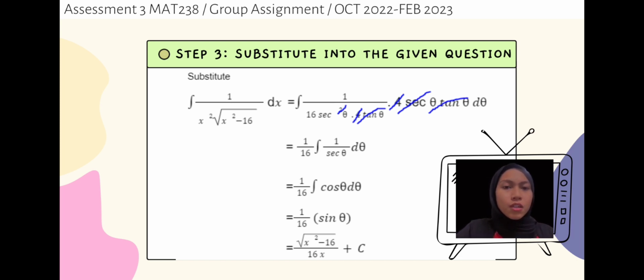Then we are going to integrate the 1 over secant theta d theta. The integration is going to be like this: 1/16 integral cos theta d theta. Continue to integrate cos theta d theta. The integral of cos theta d theta, we are going to get sin theta. So we are going to get 1/16 sin theta.